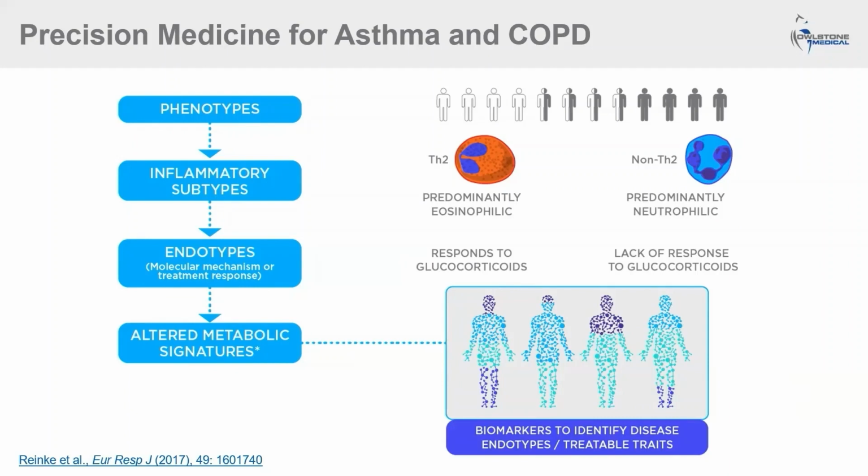Eosinophilic asthma represents the Th2 endotype, and neutrophilic asthma represents the non-Th2 endotype. This classification is important as it will help inform which treatment the patient will receive. For example, Th2 asthma is generally responsive to inhaled corticosteroids, whereas non-Th2 asthma is not.